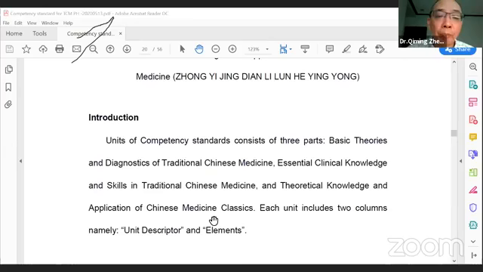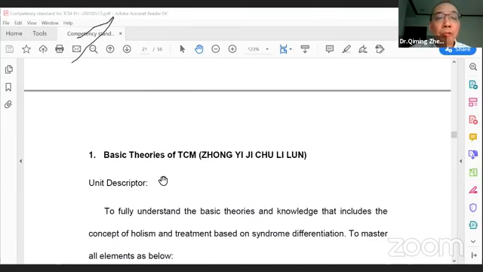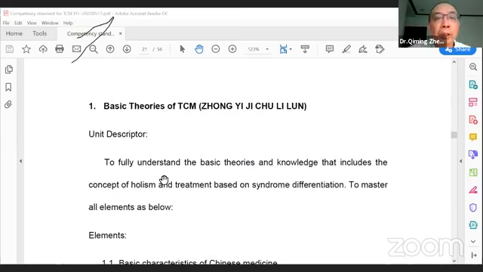So every unit includes 1 unit descriptor and elements. The first is the basic theories of TCM. We attach the Chinese pinyin here, so if in the future there is any reference from the WHO or other schools, we can refer to it.